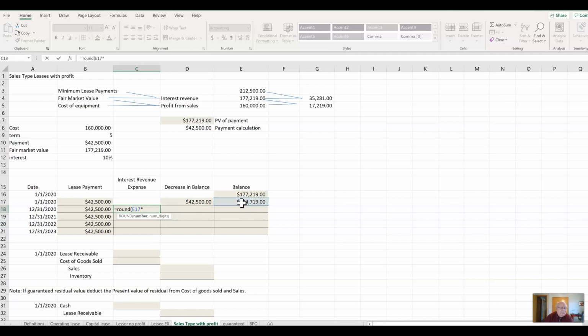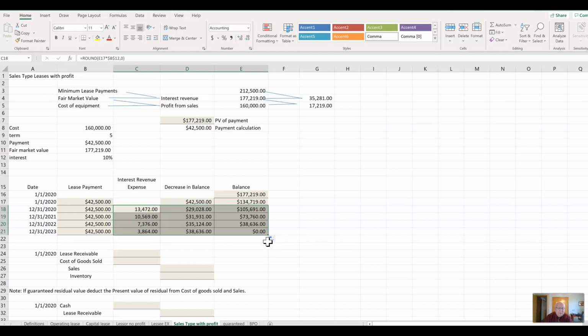Then for this one, we have the round function, 134,719 times the 10% and 0 decimals. So that gives us 13,472 is our interest, and then the difference is the amount that would decrease the principal. And 134 minus the decrease in principal, and let's make sure that's absolute valued. So we come up there and it comes up how we want it to.